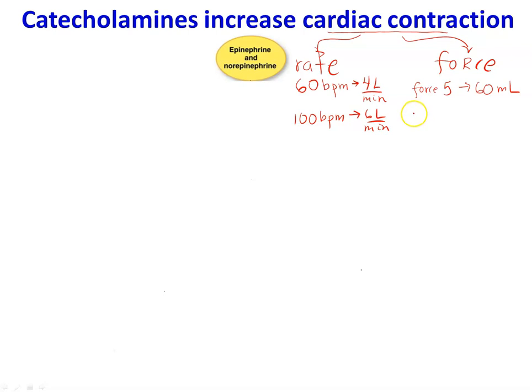Now, let's say that I squeeze with a force of 8, okay? And that would allow me to eject 100 milliliters of blood every time I squeeze, okay? Now, the stronger I squeeze the ventricles, the more blood I can eject per ventricular contraction. And luckily, I have a reservoir in my ventricles that can be ejected if the ventricles contract stronger, okay? Rate versus force.